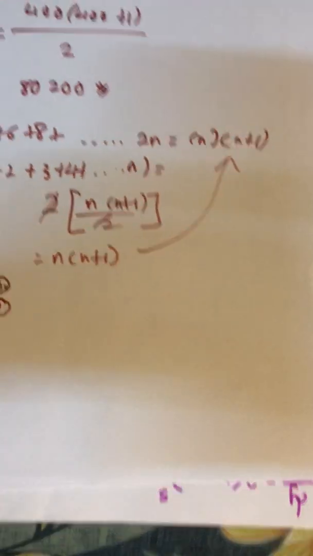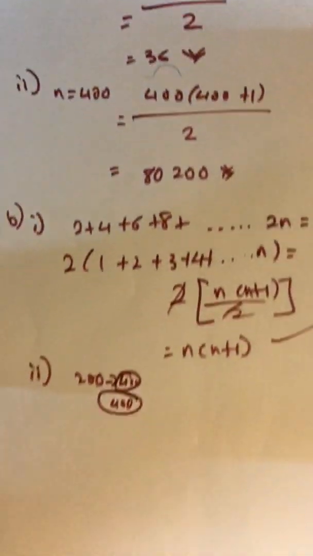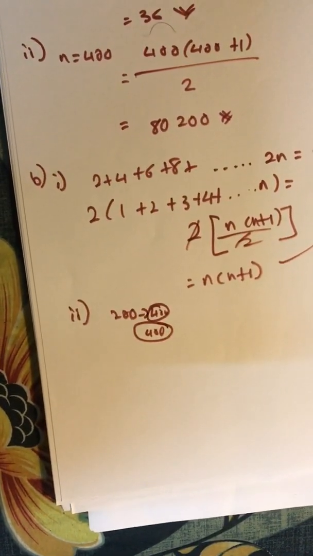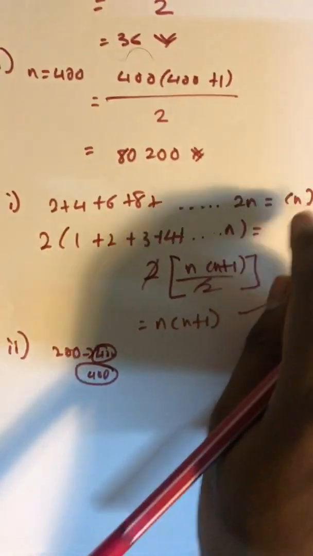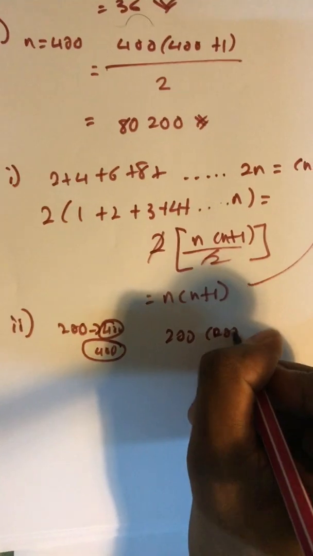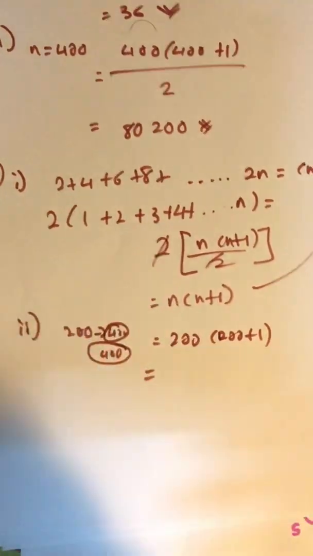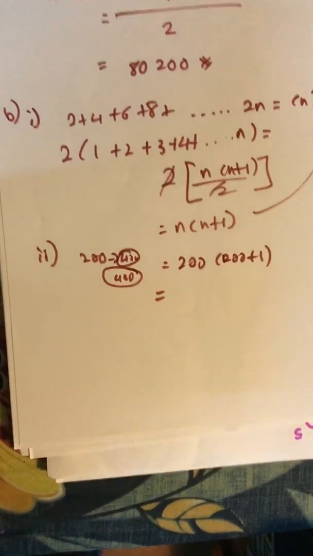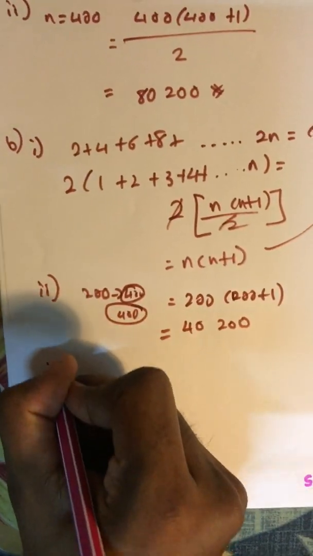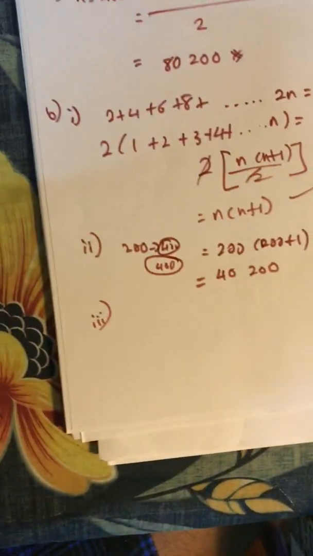Okay, I'm going to emphasize a little bit here, later you'll understand why. As you find the first 200 even numbers, this part is quite easy, we can just sub into this formula: 200 bracket 200 plus 1. So you calculate, you will get 40200.